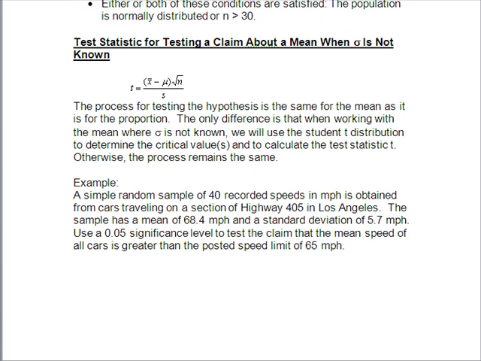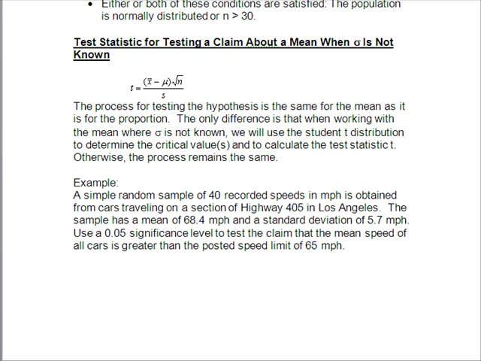Our test statistic for testing a claim about a mean when sigma is not known is a t-value, so we are using a student t-distribution. T is equal to x bar minus mu times the square root of n over s. And again, this is my rearranged formula of the one in the textbook. I prefer working with the simple fraction. It's much easier on the calculator to do that.